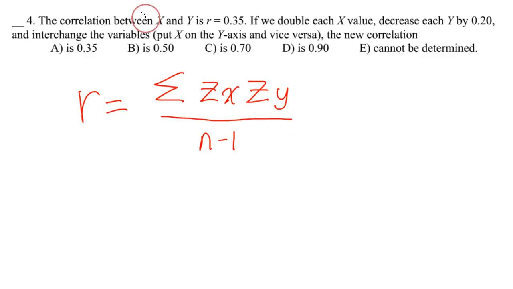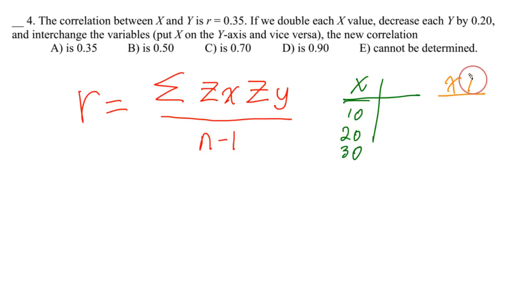Now, what they're asking here is that if we were to do a correlation, and we already have x and y, we get 0.35. Then they're saying, what if we double every single x value? So if we start with x, and we said that our x values were 10, 20, and 30, then in our new xy table over here, we would end up with doubling 10, which would be 20, doubling 20, which is 40, then doubling 30, which would be 60, and so on.